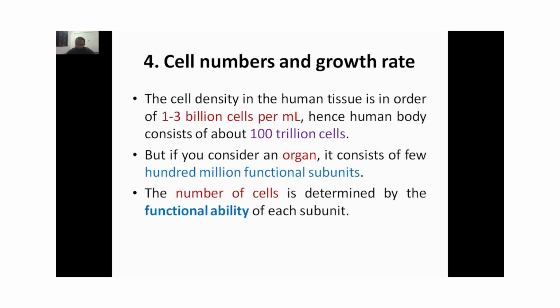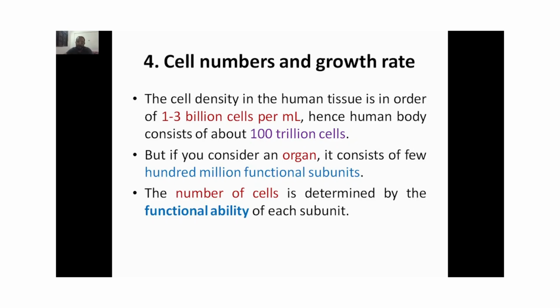But if you consider an organ, the number of cells is determined by the functional ability of each subunit. Each subunit in the kidney is a nephron. Each nephron's function is to purify the blood, to take out the toxicants or waste which is in the blood.